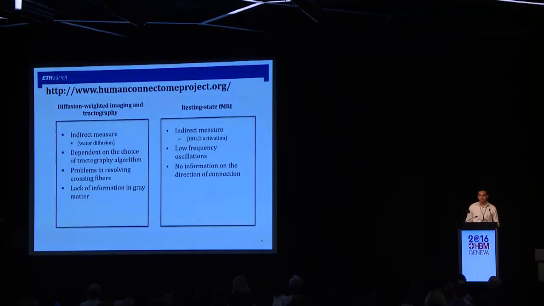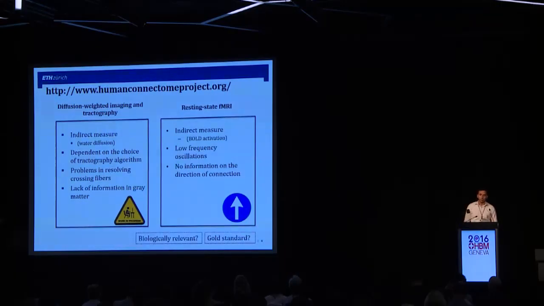And despite what you might have heard at this meeting, even the best tractography algorithm will have problems in resolving crossing fibers and will not tell you where exactly a fiber starts and where it ends. So while diffusion-weighted imaging tractography can still be considered a work-in-progress tool, resting-state fMRI seems very robust in measuring connectivity, even between subjects, within subjects, and even across species.